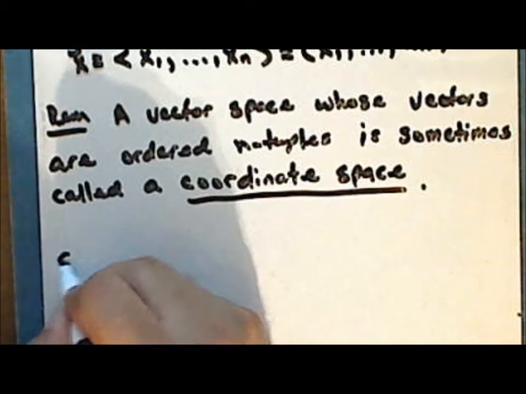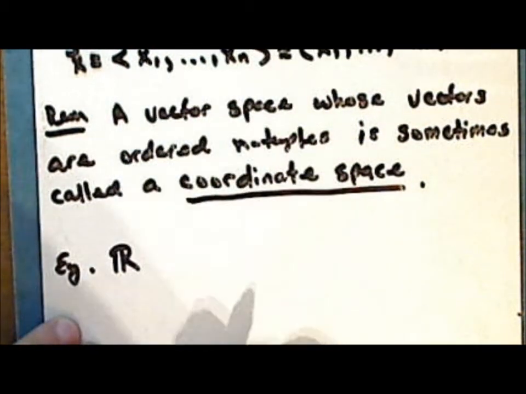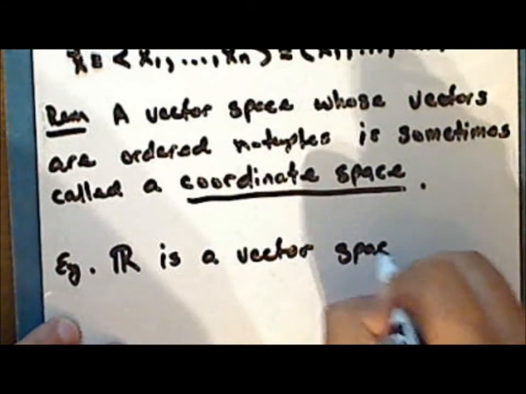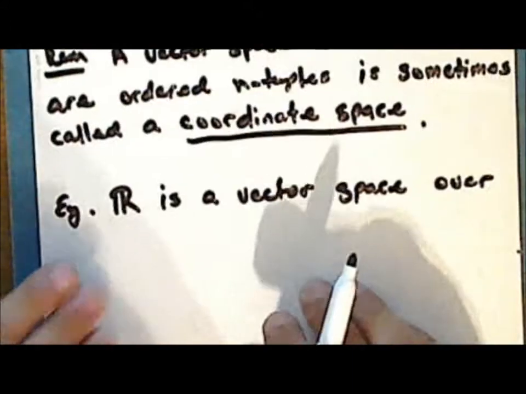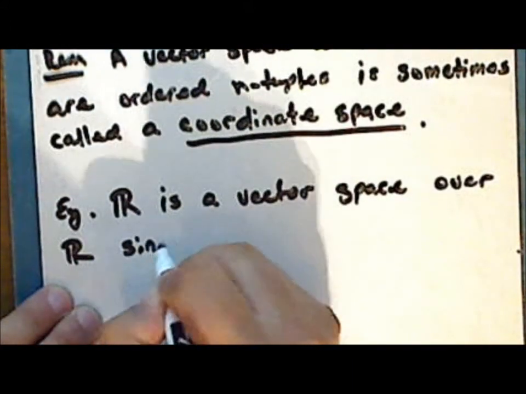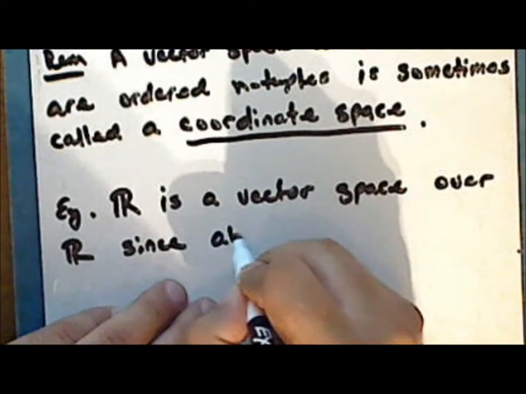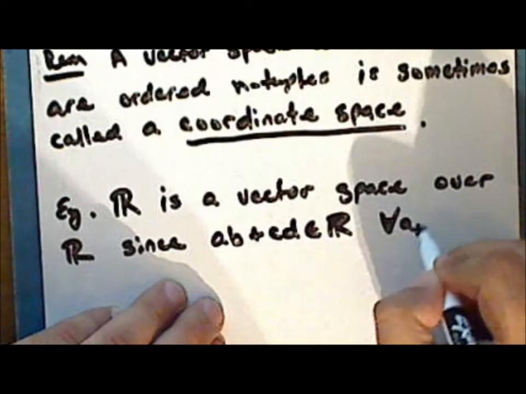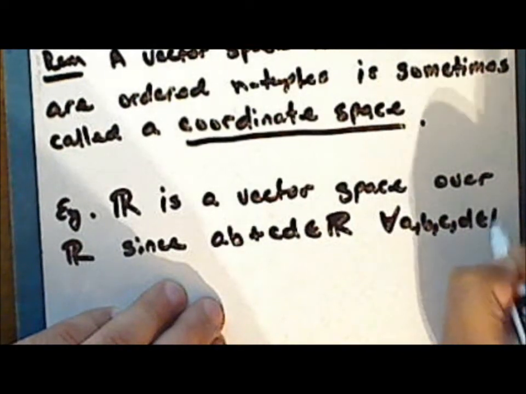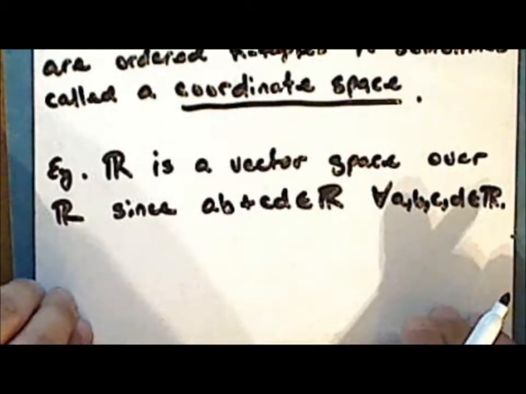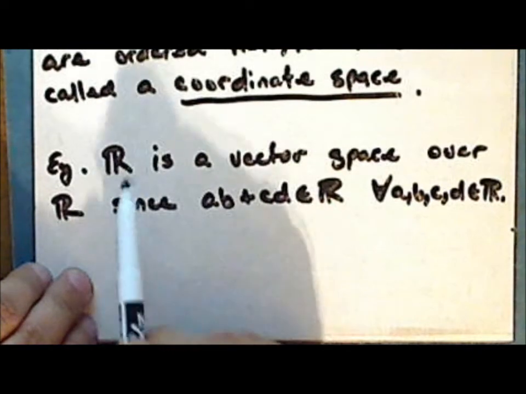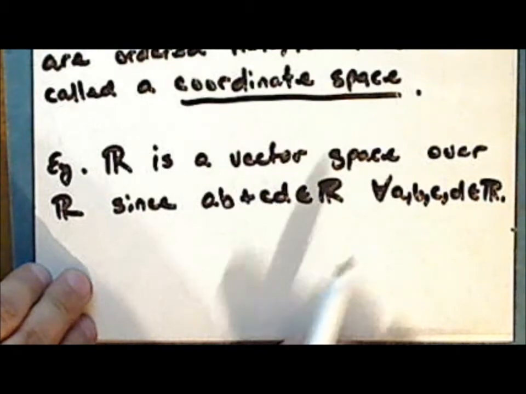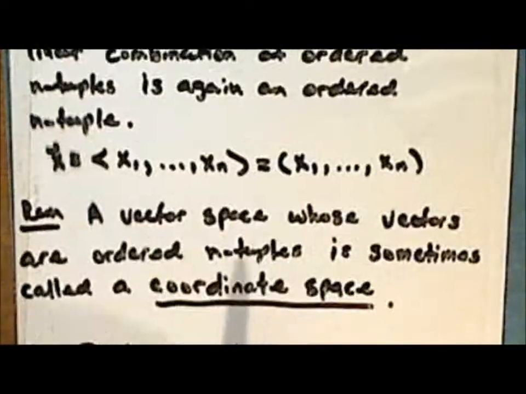So in particular, the set of real numbers itself is a vector space over itself, since a times b plus c times d is again a real number for any choice of real numbers a, b, c, and d. So here we have a degenerate case where the set of vectors and the set of scalars are the same. Right?